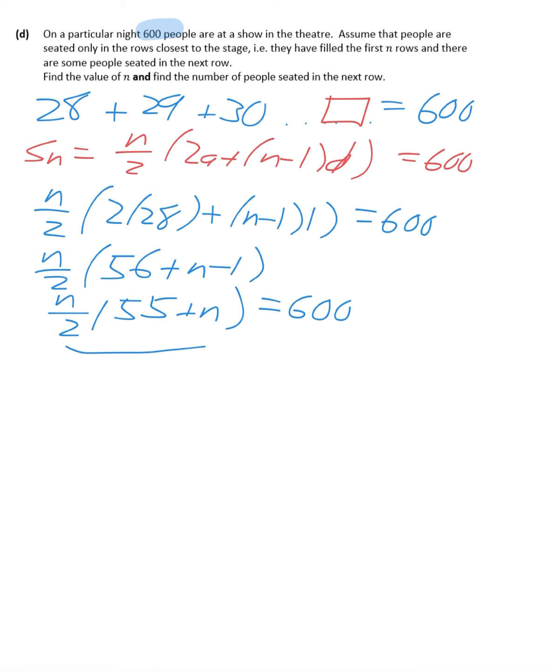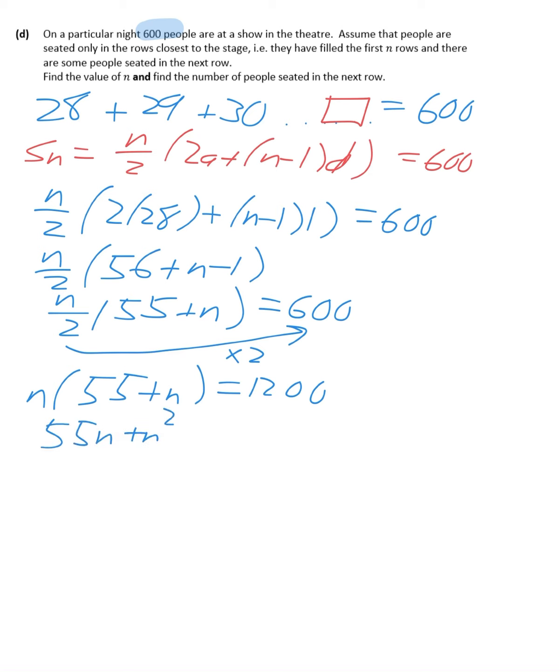So the 2 here, I'm going to bring this over here and multiply by 2 to get rid of the fraction. So now I'm left with n times 55 plus n equals 1200. Expand our brackets, we'll have 55n plus n squared equals 1200. Okay, let's bring that to the other side and rearrange it a bit. So we have n squared plus 55n minus 1200.